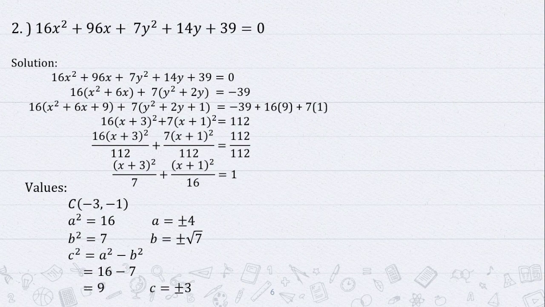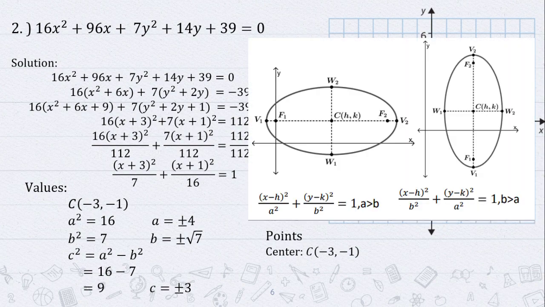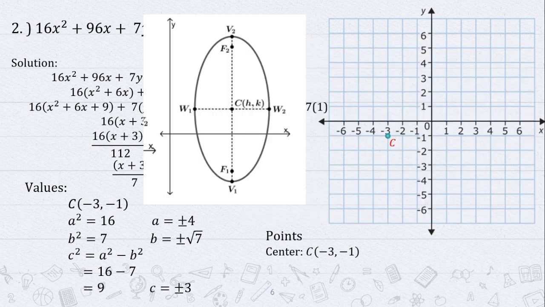Since we already have our values, we can now graph. Let us start with the center. This point is again -3, -1. Now, before we plot our vertices, we have to take a look at our standard form. Since our a squared or our bigger denominator is in the second term, while our smaller denominator or our b squared is in the first term, then our ellipse here has a major axis which is vertical. Therefore, we have to plot our vertices and our foci vertically.